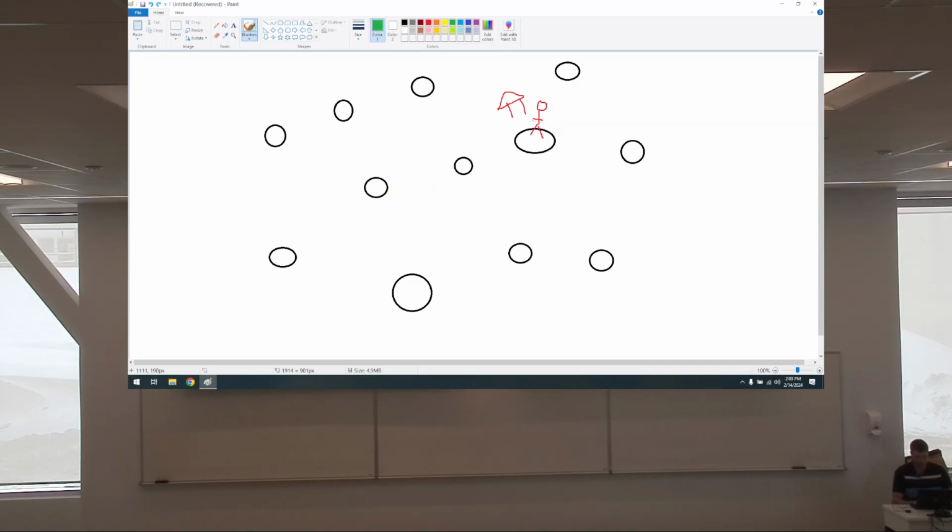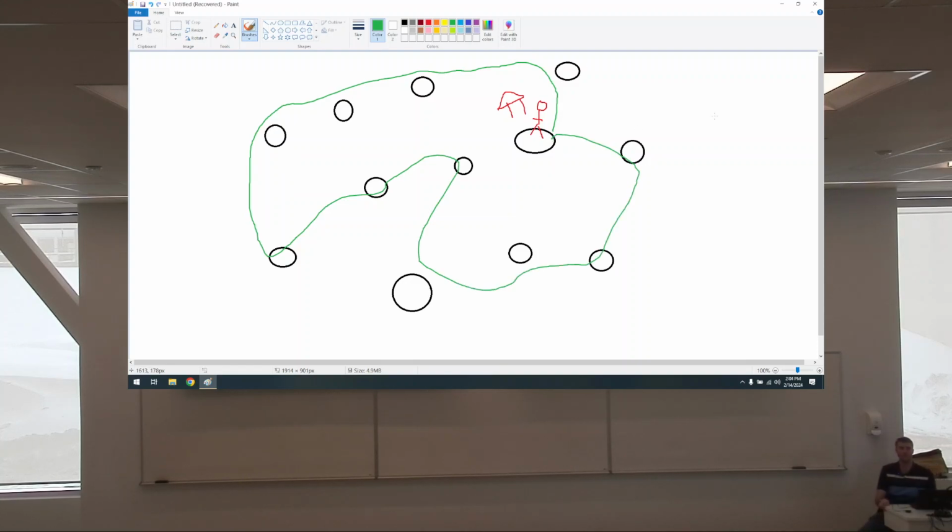No, that can't be it. Maybe like this. Maybe that's a better path. It's different, but maybe that's better, right? But you know what? This is all kind of silly because at the end of the day, there's a stupidly simple algorithm to find the best path. Here's the algorithm.